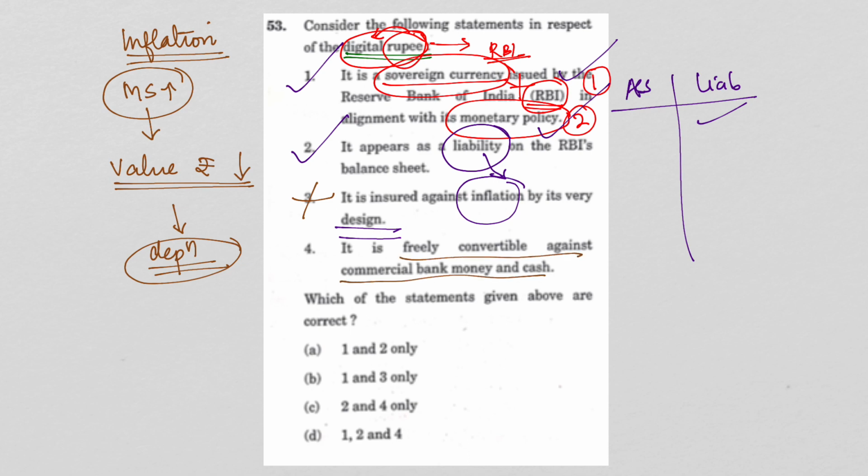Next: it is freely convertible against commercial bank money and cash. See, the digital rupee can be converted into rupee, right? For this, the only understanding you needed was that digital rupee is only rupee in its digital form. So, this is again correct. So, the answer is 1, 2 and 4. D is the answer.